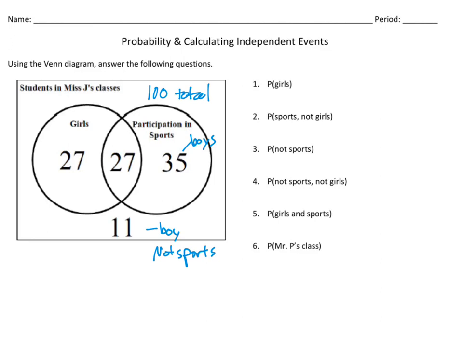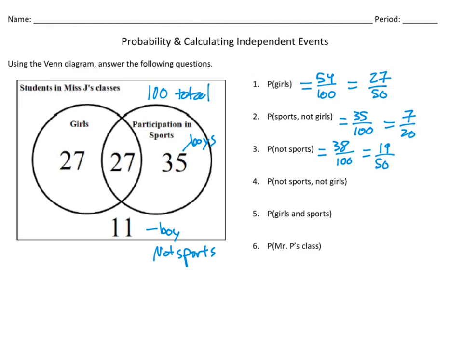In fact, you should take a moment to pause and let's have you do the first two. Actually, let's have you do the first three here. Get the first three probabilities. The comma here is going to act like the and symbol. So this is sports and not girls as you go through here. So try the first three, pause it, and we'll come back and check and see how you did.